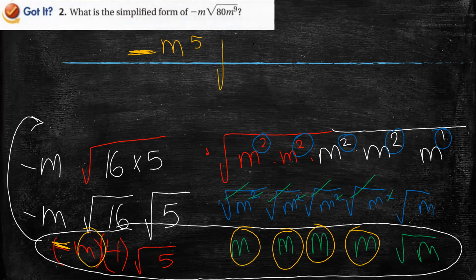Then I will write the square root. What are the numbers or variables under the square root? Here we have 5 and m. I forgot the 4, write it here also. Negative 4m to the power 5 times square root of 5m.